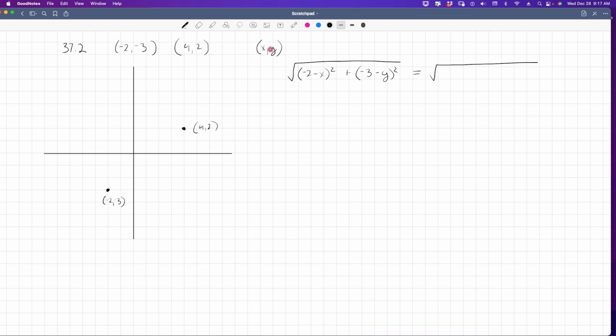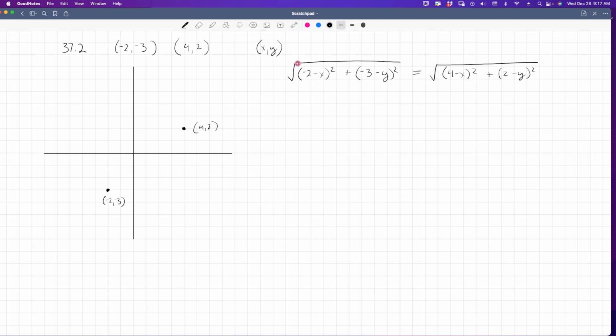Now from this point to this point, we're going to have 4 minus x squared plus 2 minus y squared. That is going to be the way we would set it up. The distance from here to here has got to be equal to the distance from here to here. And that is going to help us determine the line. So we would go through all of the steps required.